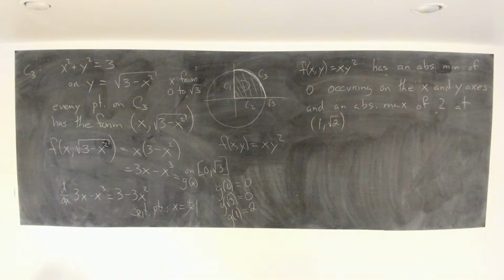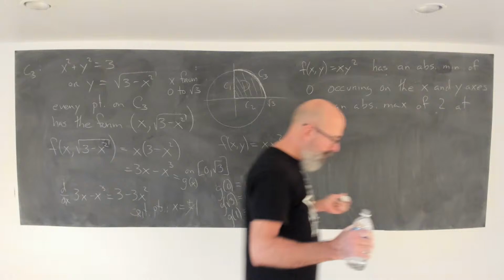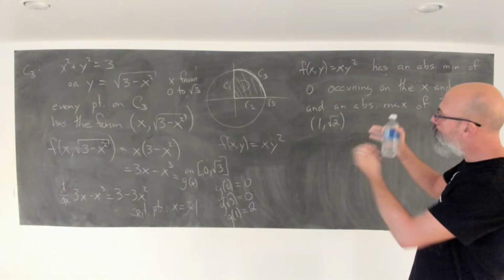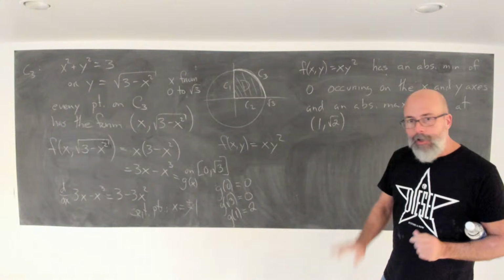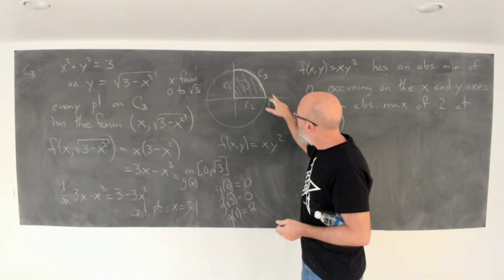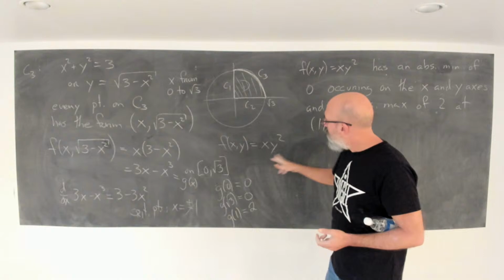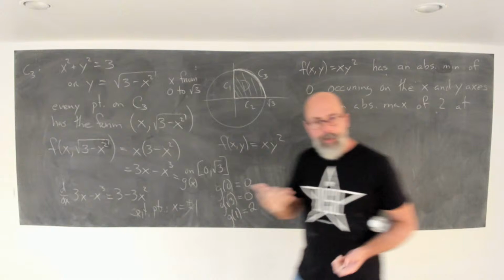Well, it's always nice, as Niloy suggests, to ask yourself, does this make sense? Do these answers make sense? And we certainly observe that for the minimum, it makes complete sense. This function on the first quadrant, when x and y are bigger than or equal to zero, is going to be bigger than or equal to zero. It's never going to be negative. And since it is zero on both x and y axes, that's going to be the minimum. So that makes a lot of sense.